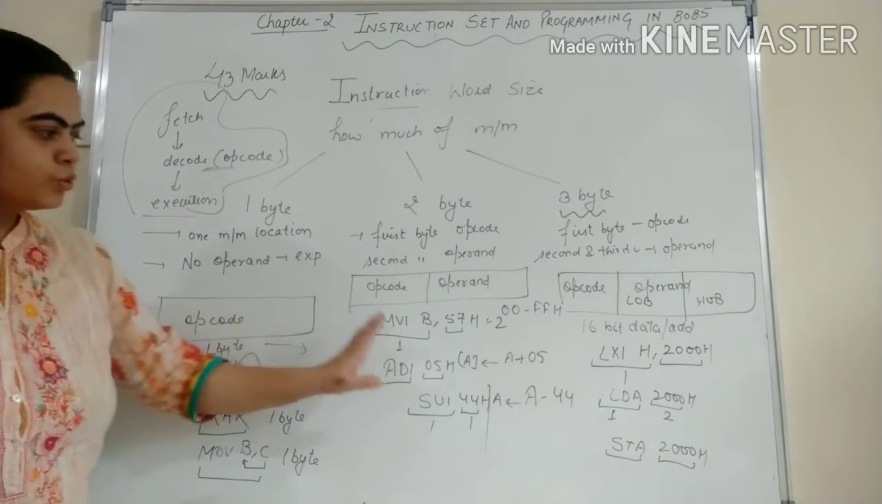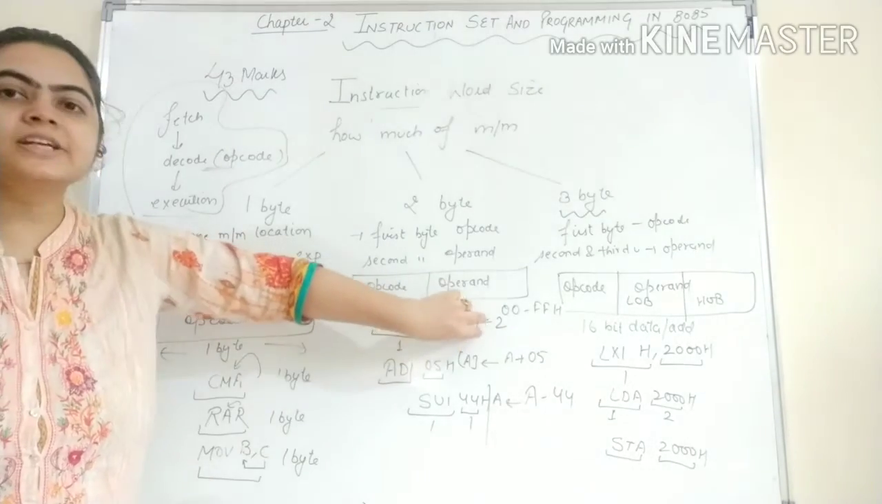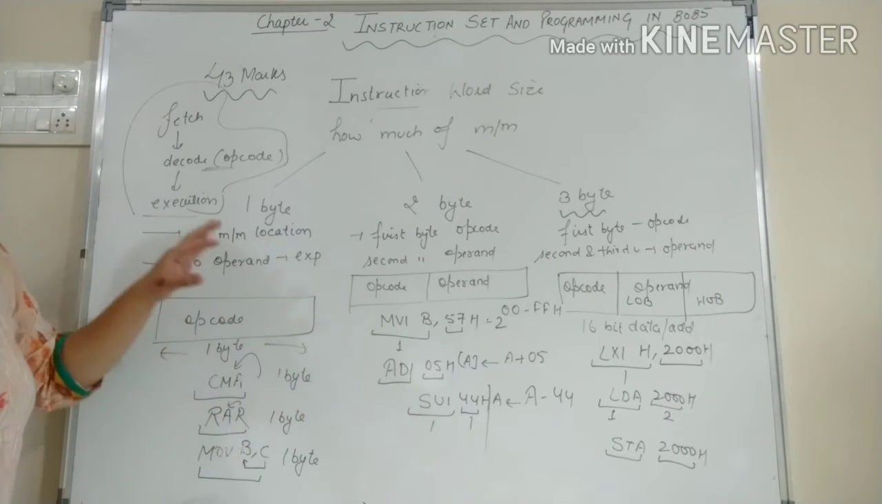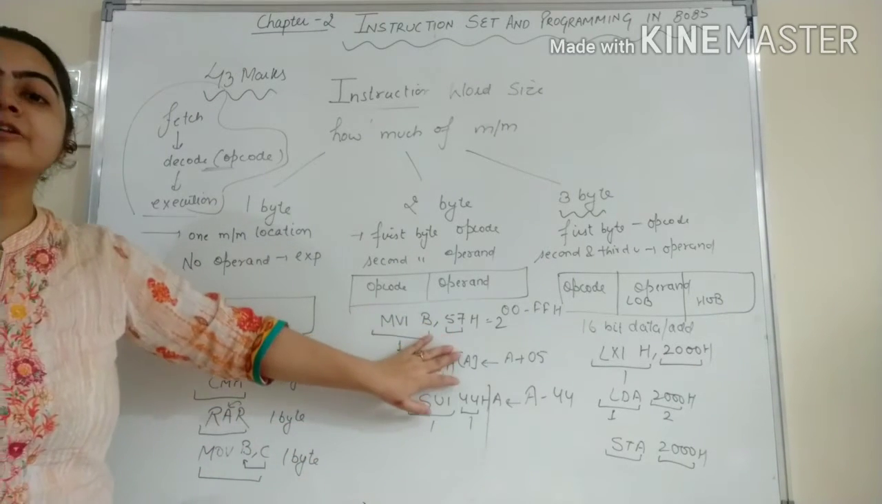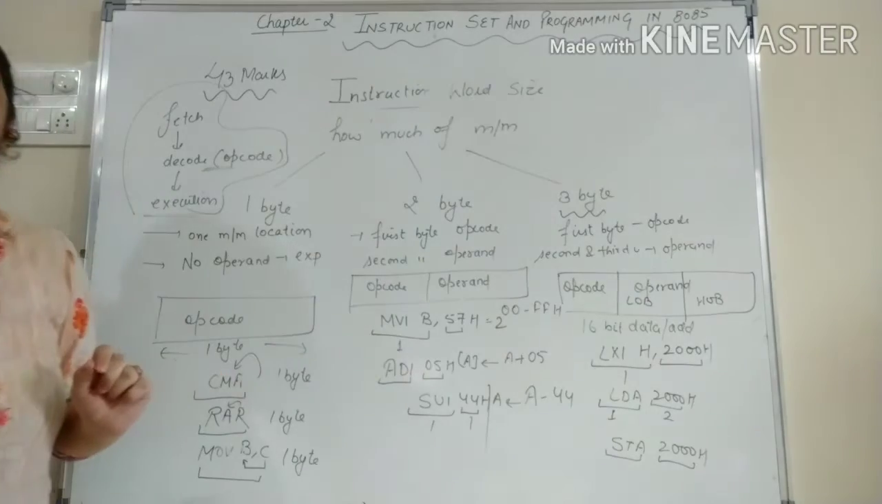In this example, you can see MVI B is an opcode, but we cannot consider this number as an opcode. Why? Because opcodes are limited, but numbers are infinite. We can write any number here, ranging from 00 to FFH.